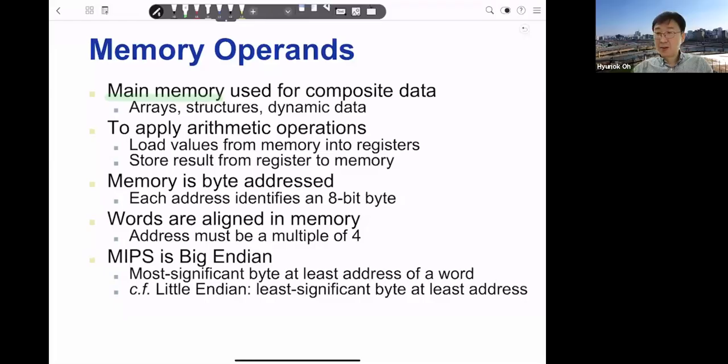Okay, so currently we are learning about the instruction set, right? Last time we looked at the simple arithmetic instructions, which are the add instruction and addi instruction. And last time we also looked at the memory operation. So let's look at this memory operation, the memory operand here.